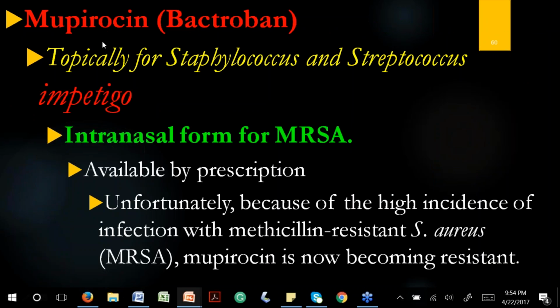All right, so we have mupirocin, which is the intranasal form for MRSA. Most of the tests for MRSA are done from swabs of the nose, and they found that many of the MRSA are located in that area. So that's why mupirocin is given topically, intranasal, for MRSA.